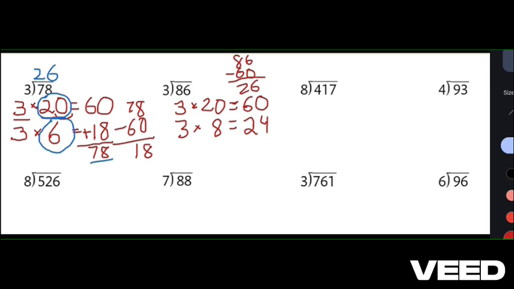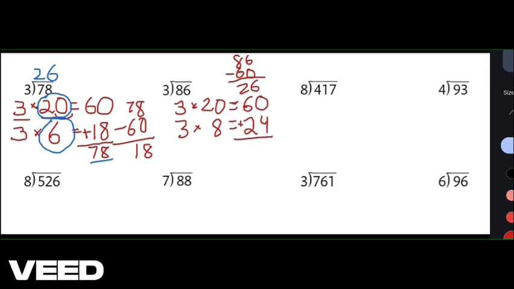And 60 plus 24, let's add those now. That is now student 6's job. Student 6, what is 60 plus 24? Okay, let's work through this together. 0 plus 4 is 4, and 6 plus 2 is 8. We are now at 84.